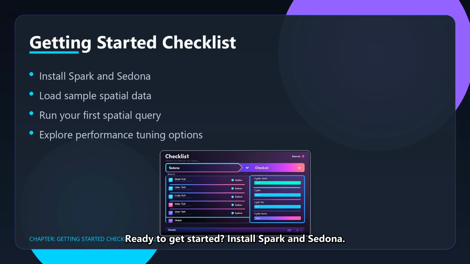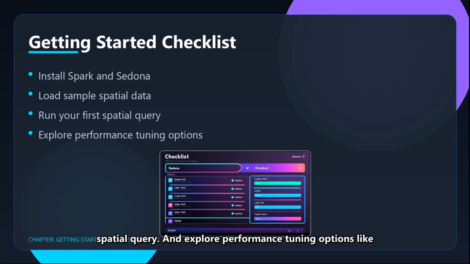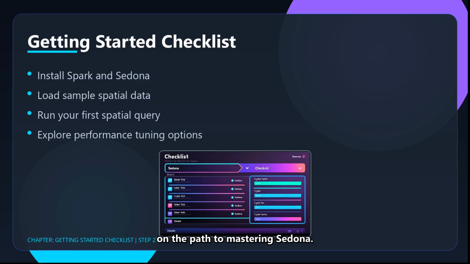Ready to get started? Install Spark and Sedona. Load some sample spatial data. Run your first spatial query, and explore performance tuning options like indexing and partitioning. These steps will set you on the path to mastering Sedona.